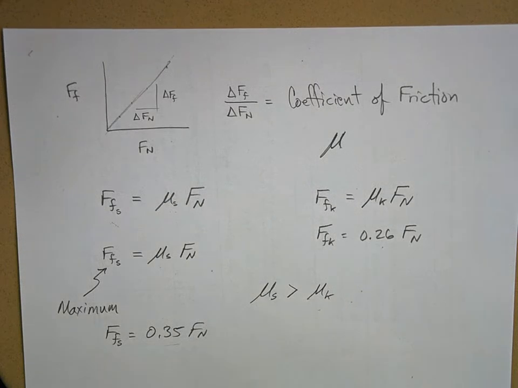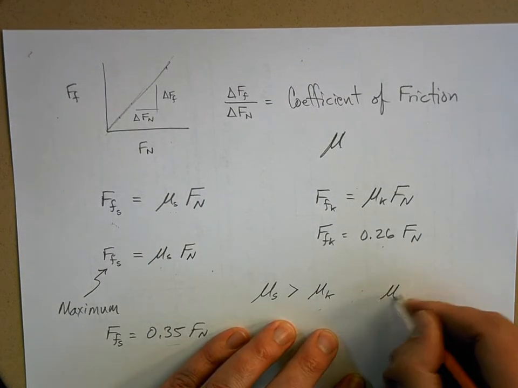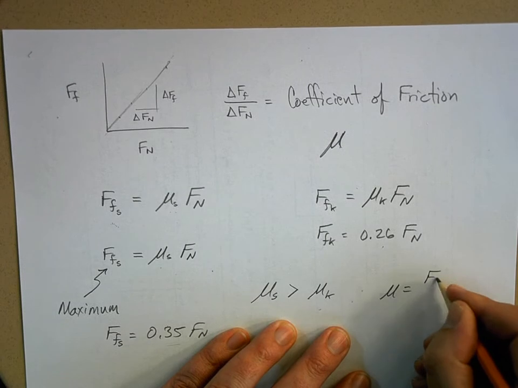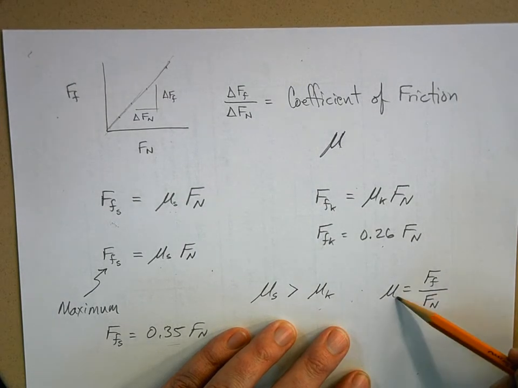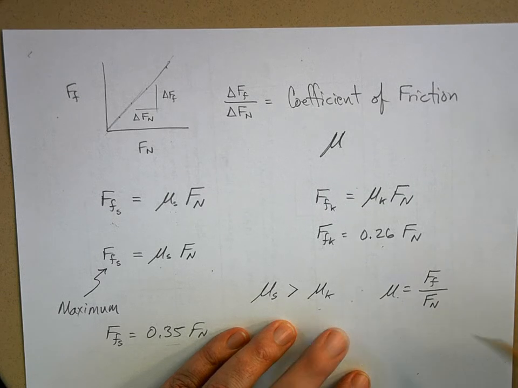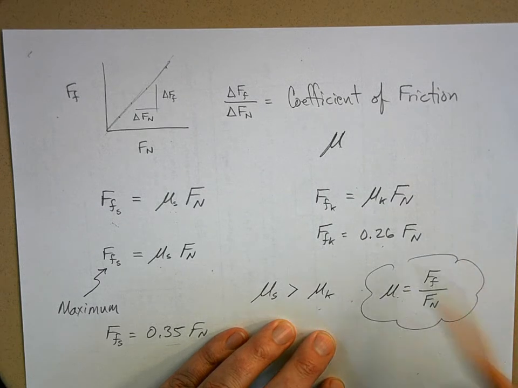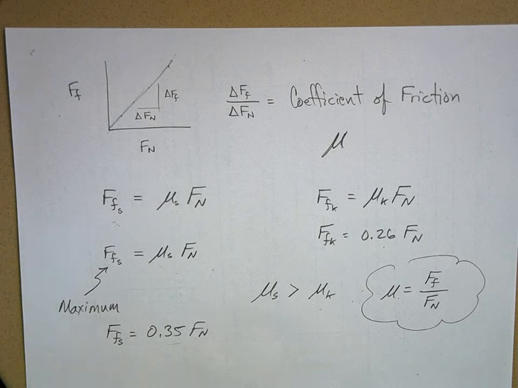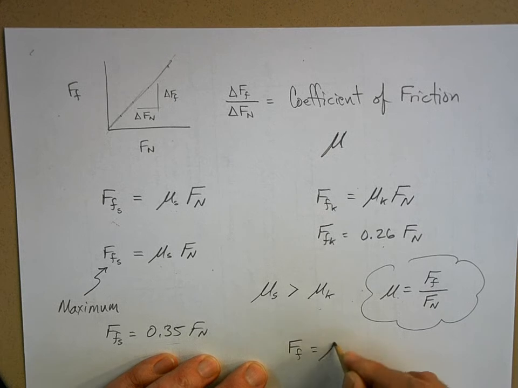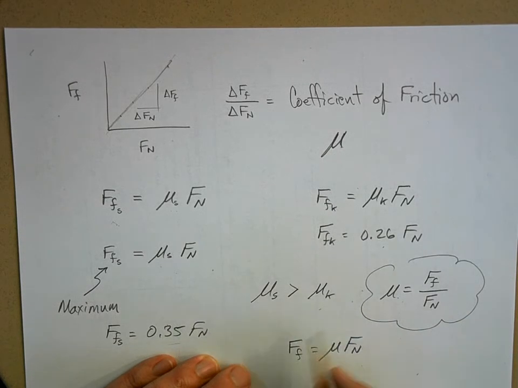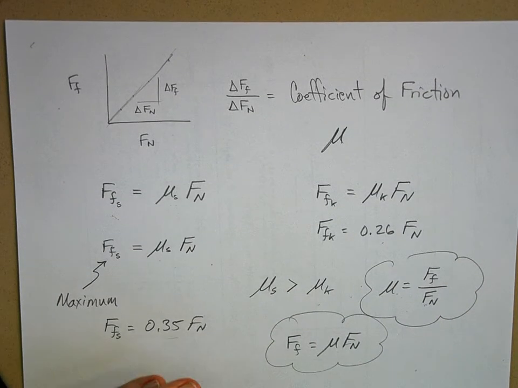So now we have an equation. Mu is defined to be the force of friction divided by the normal force, and you can have static or kinetic as your subscript. So this is an equation that we can add to our equation list. We also say the force of friction is equal to mu times the normal force. These are the same equation, right? We just rearranged a little bit. Now, how do you use this?